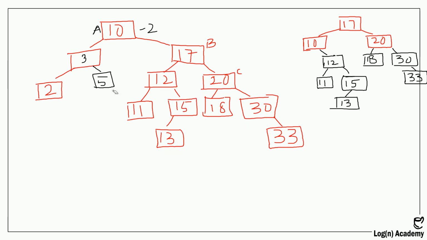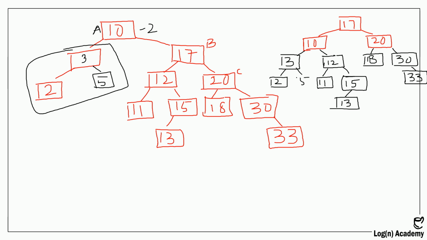And now let's take this one. This is on the left hand side of 10. So this will remain the same, this will remain here, 3. Then we have 2, and then we have 5. So this tree is a balanced tree now. This is a balanced AVL tree.